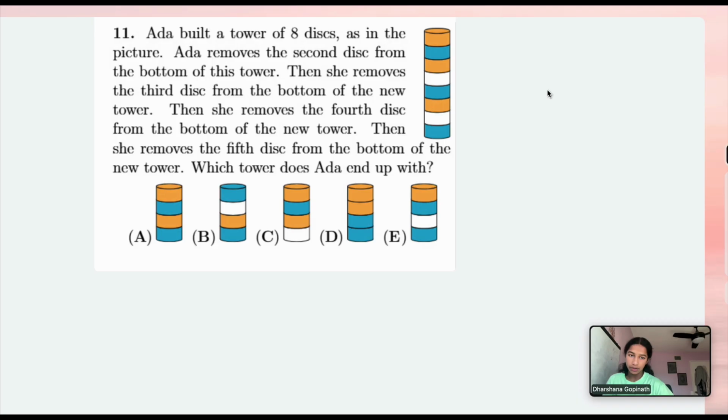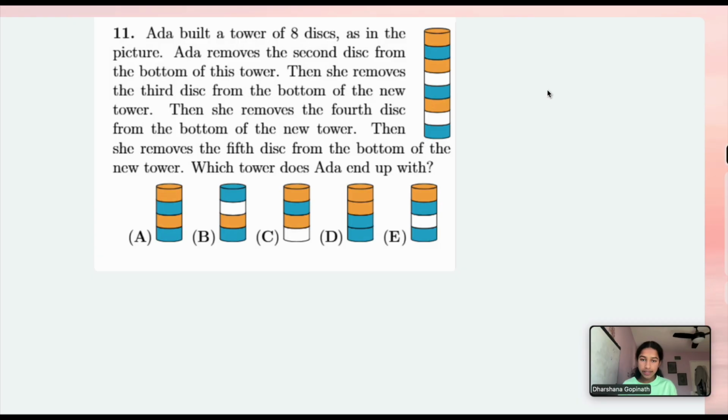Ada built a tower of 8 discs, as in the picture. Ada removes the second disc from the bottom of the tower. Then she removes the third disc from the bottom of the new tower. Then she removes the fourth disc from the bottom of the new tower. Then she removes the fifth disc from the bottom of the new tower. Which tower does Ada end up with?